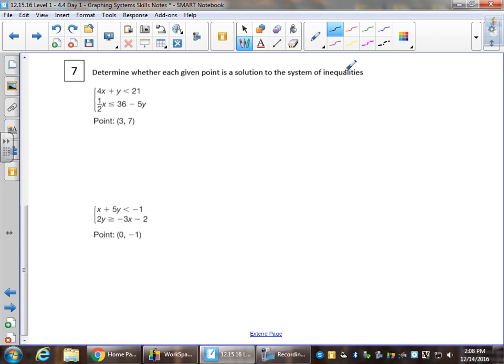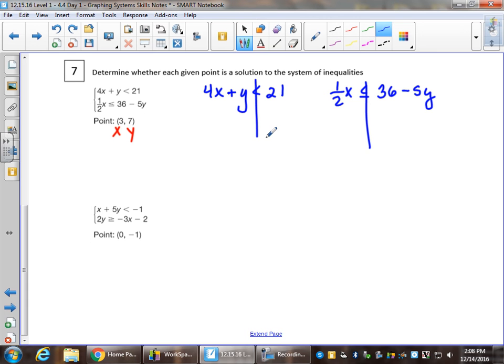So for example, number seven says, determine whether each given point is a solution to the system of inequalities. So what we're going to do is we're going to plug in x is 3 and y is 7 for both. So I'll write 4x plus y is less than 21, and 1 half x is less than or equal to 36 minus 5y. We'll do this one at a time. Because we're doing a check, we keep the inequality signs as they are. This will be 4 times 3 plus 7 less than 21, which is 12 plus 7 less than 21. 12 plus 7 is 19. Less than 21. Is this true or false? Is 19 less than 21? Yes, it is. We put true.